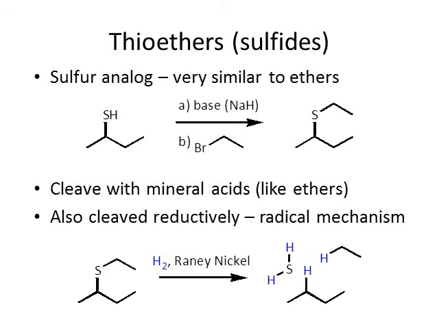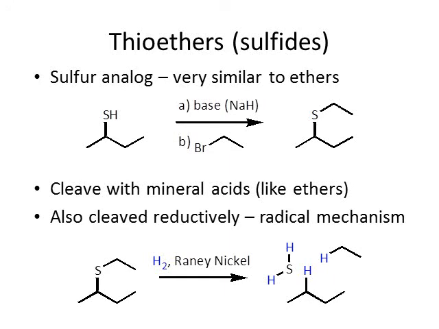Another topic that's related to ethers is thioethers, also known as sulfides. And these are the sulfur analog of ethers. A thiol, in this case 2-butane thiol, is like an alcohol in that if you deprotonate it, you make a conjugate base, which will do SN2 reactions. So this is like the Williamson ether synthesis, but it's a thioether that you made.